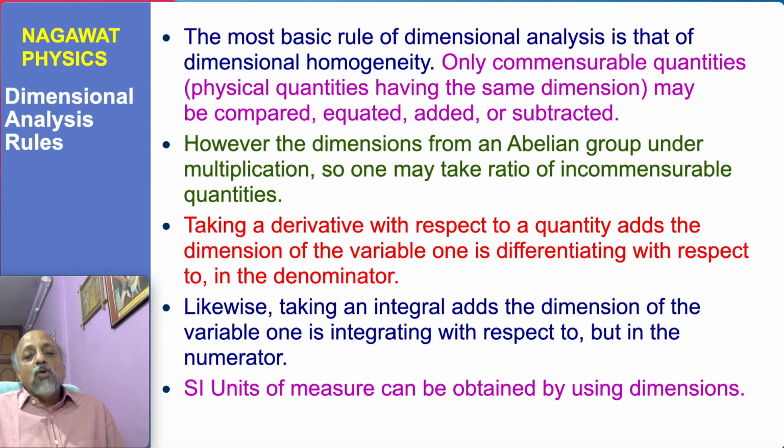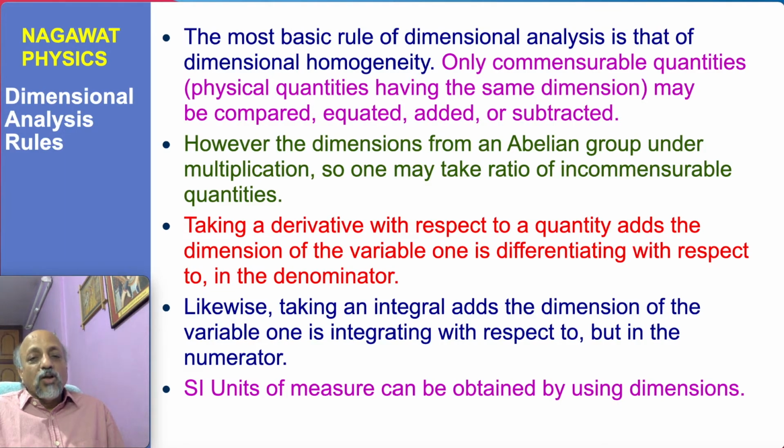However, we know that the dimensions form an abelian group under multiplication. A group is a mathematical concept. An abelian group means a commutative group, and every group involves a set and an operation. So what I have said here, an abelian group under multiplication, means that we may take ratio or multiplication of such quantities. In case of multiplication or taking ratio or division, incommensurable quantities may be involved.